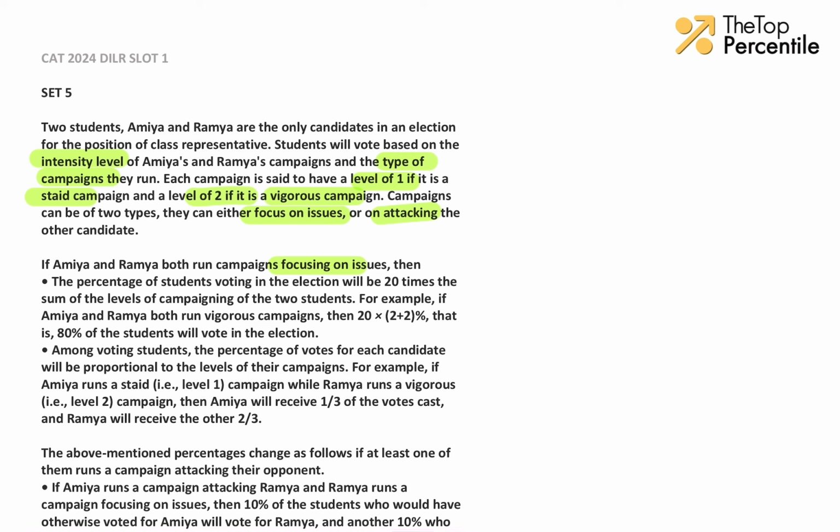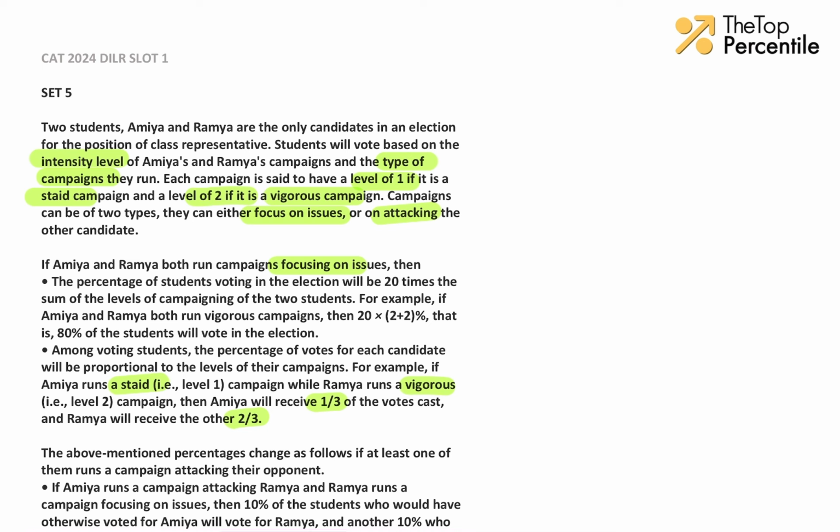For example, if Amya runs a staid, that is level 1 campaign, while Ramya runs a vigorous, that is level 2 campaign, then Amya will receive 1/3 of the votes cast and Ramya will receive 2/3. So this means that the person running a vigorous campaign will earn 2/3 of the votes, and the one running a staid campaign will earn 1/3 of the votes.